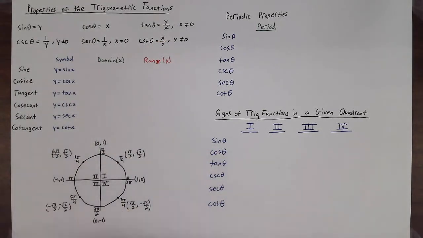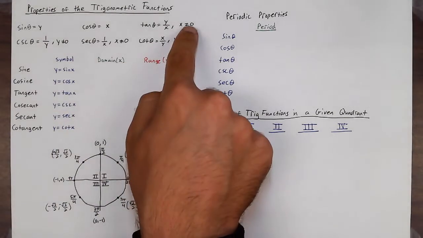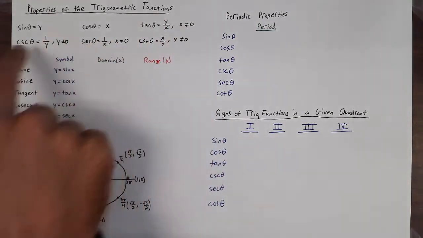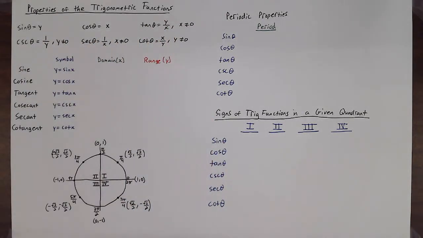Now, at the top, I went over again, just like I did in the last lesson, what sine, cosine, and tangent are equal to based off a point on that unit circle. Now, I included that x cannot be equal to 0 or y cannot be equal to 0 if that was in the denominator of that function. That's going to be very important as we discuss domain and range of these functions.